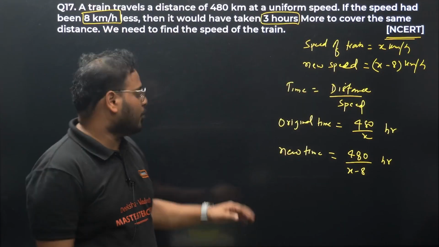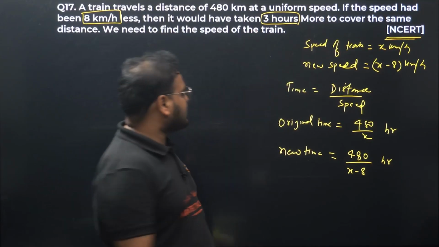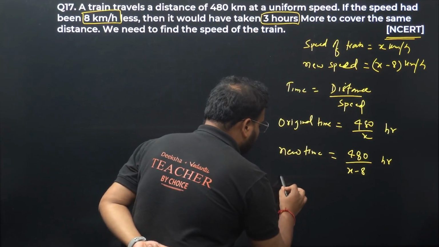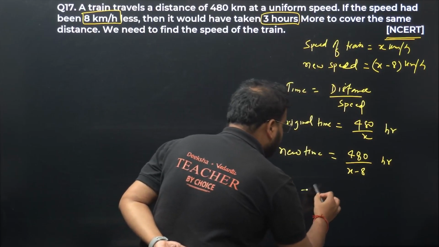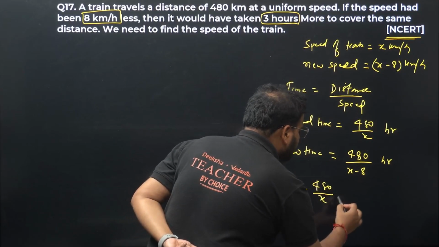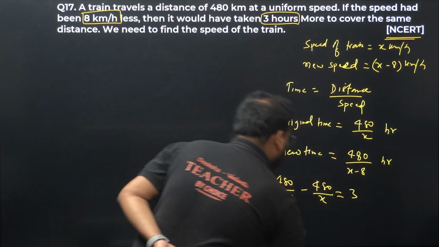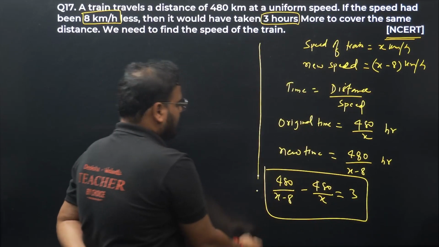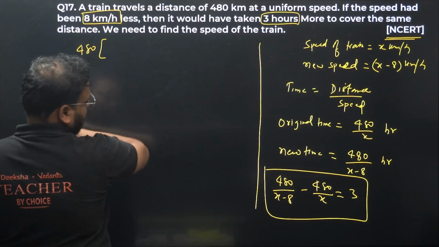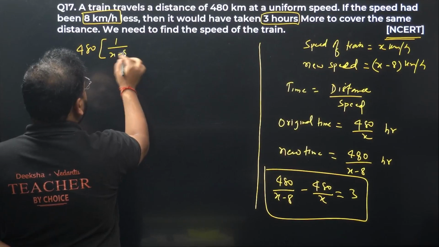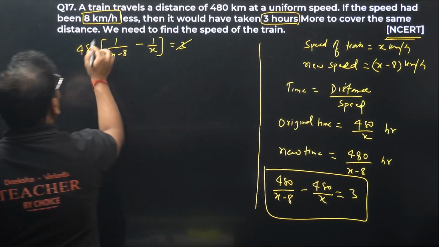Now think about it, which is more? Is the new time more or the original time more? The new time is more, right? It'll take 3 hours extra. So basically, my equation is going to be 480 upon x minus 8, which is the bigger time, minus 480 upon x equals 3. The difference is the increase in time. Take 480 common. What I get is 1 upon x minus 8 minus 1 upon x equals 3 upon 480. Cancel this 3 with this, I get 160.